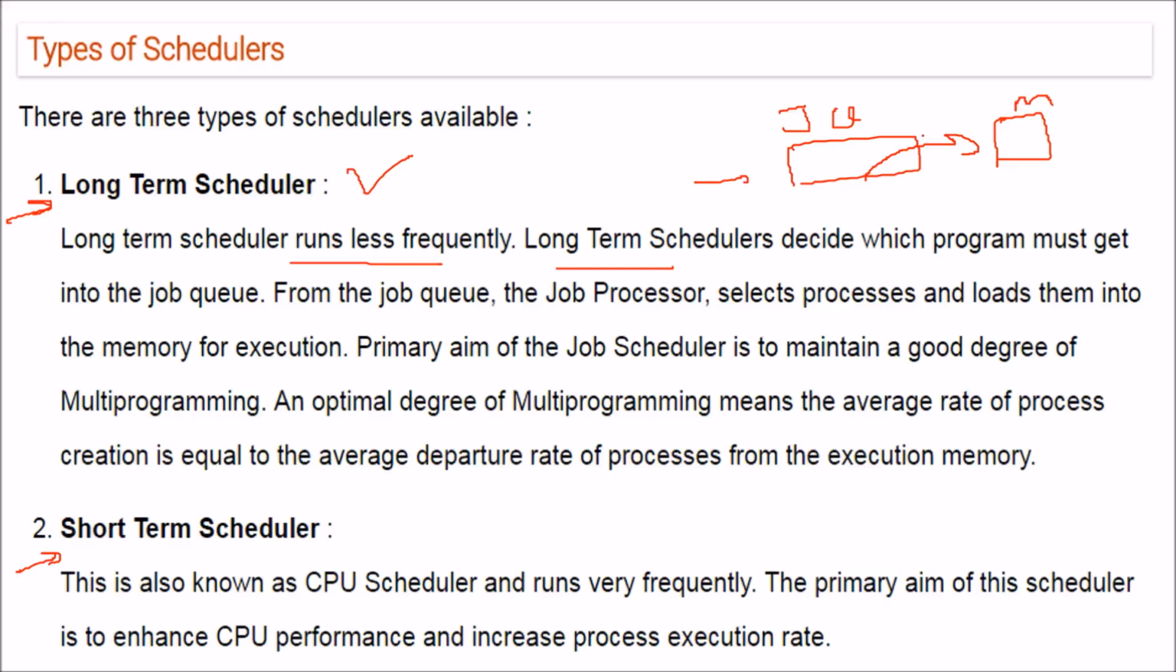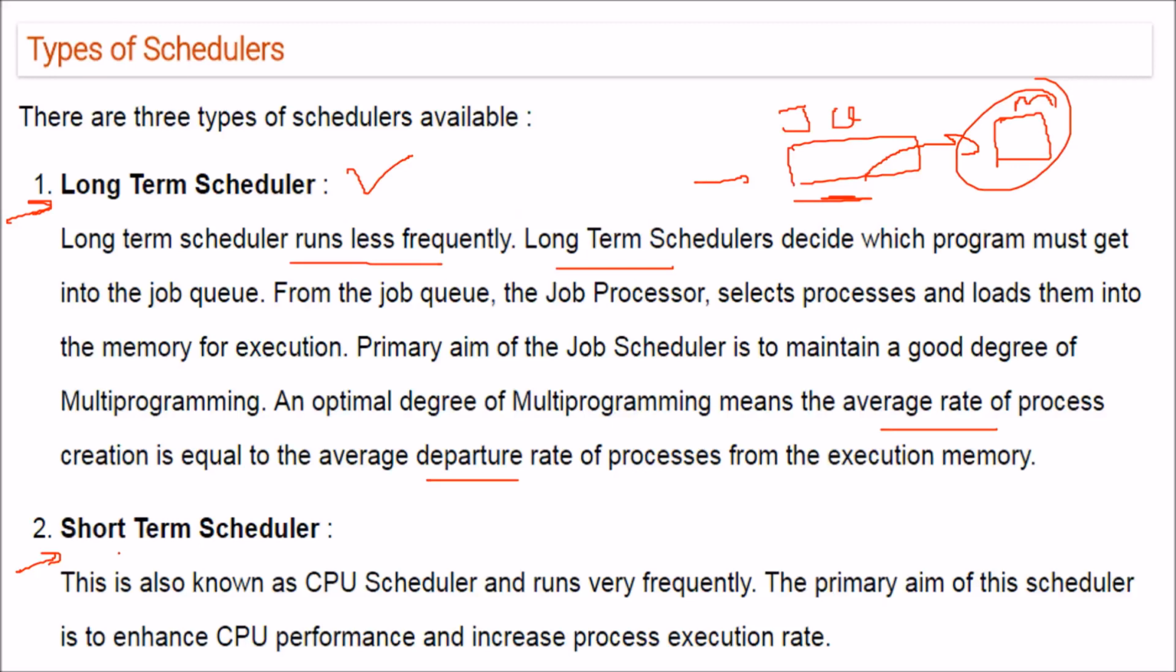So the primary idea of this job scheduler is to maintain a good degree of multi-programming here. If the degree of multi-programming is optimal, this means that the average rate of the process creation should be equal to the average departure rate of the process from the execution memory.